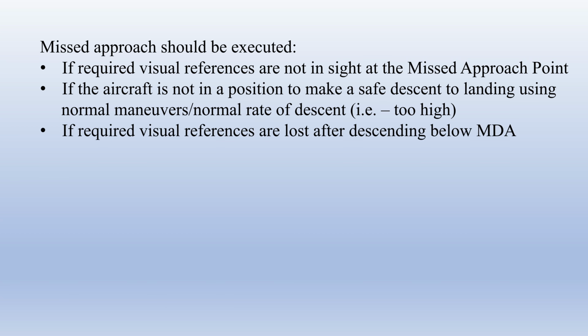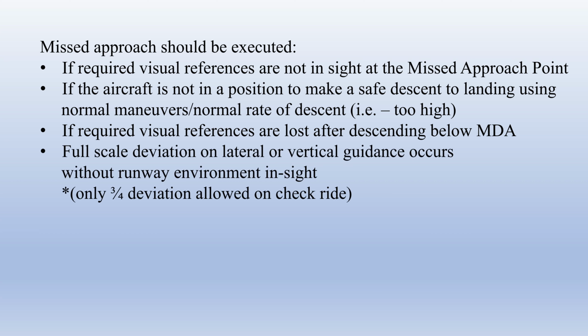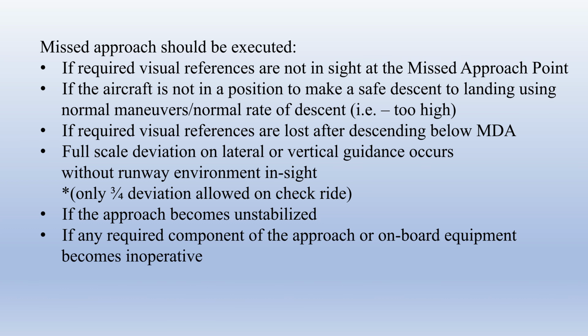If the required visual references are lost anytime you descend below the MDA, then you need to execute that missed approach. And then if you get full-scale deviation on the lateral or vertical guidance without the runway environment in sight, and again with a check ride, you're only allowed a 3/4 scale deflection before that is considered a bust. And if the approach becomes unstabilized, you should go ahead and execute the missed approach. If any required component of the approach or the onboard equipment becomes inoperative, if you get a GPS integrity warning or something like that, then you should go ahead and go missed approach.